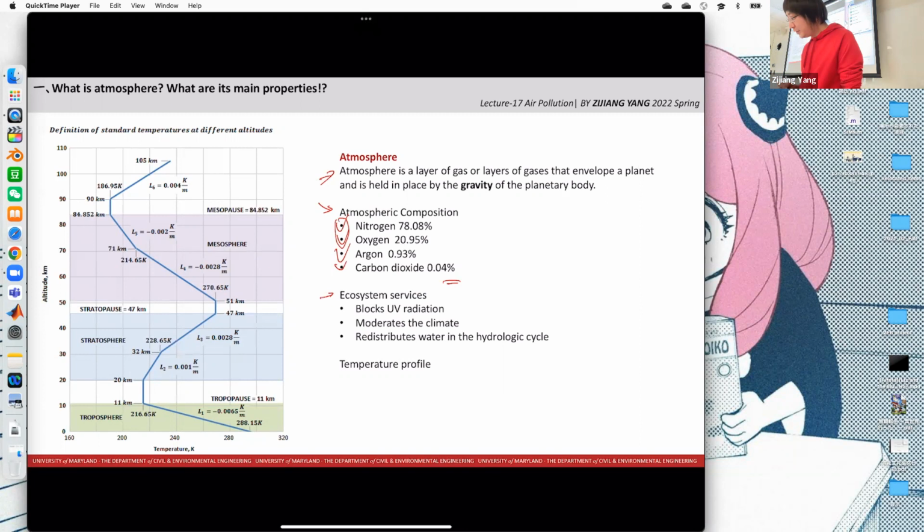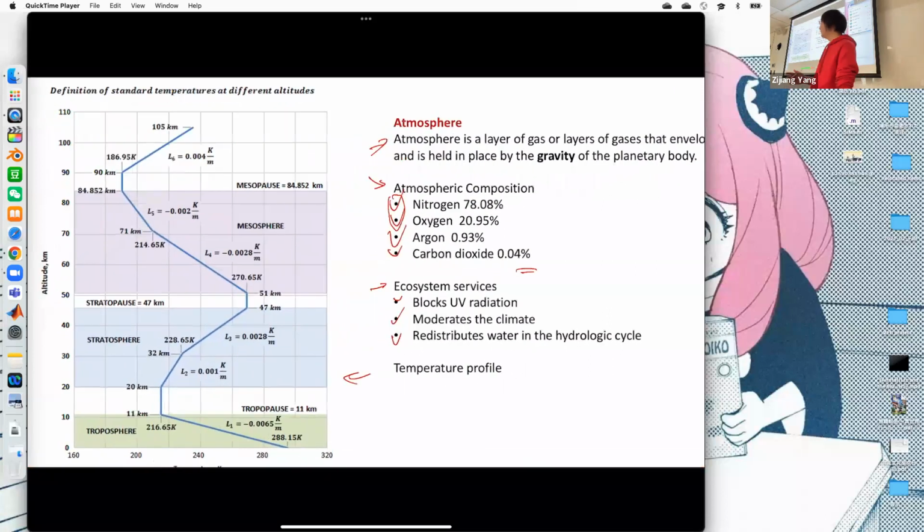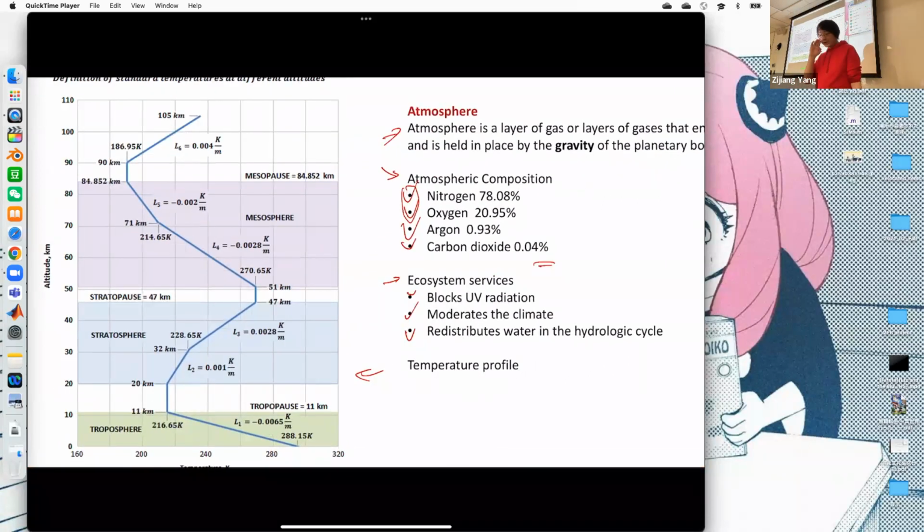And it has some ecological services. It can block the UV radiation, so it can protect us, and it can also moderate the climate, and it can redistribute water in the hydraulic cycle. On the left side is the temperature profile of the atmosphere. We can see that the atmosphere can be classified into different layers. And the lowest one is the troposphere, which is pretty related to ourselves.